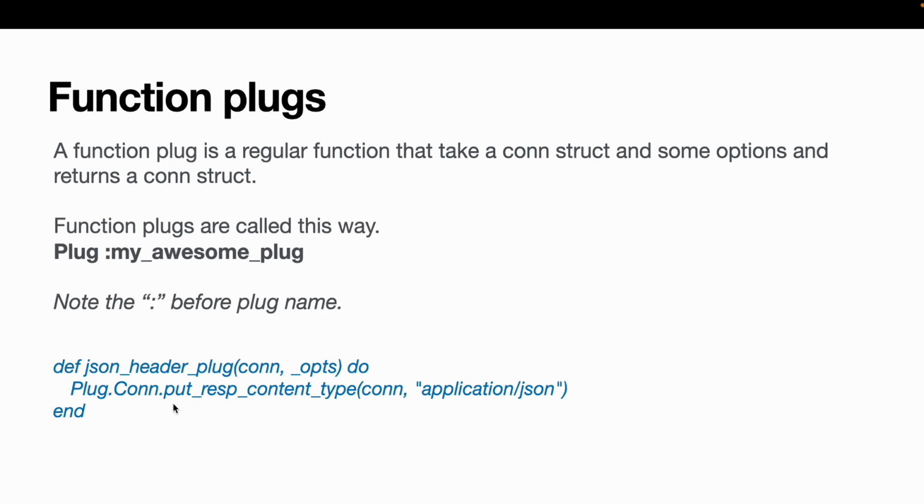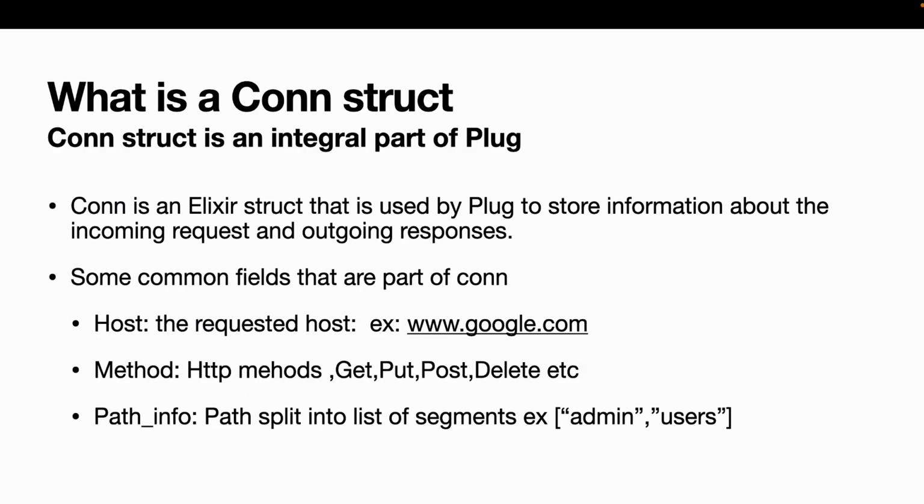If you look at the sample code below, which is this function, we are passing in the Conn struct and some options, and then the plug.conn function is invoking the put response content type and specifying that the response is going to be of type application JSON.